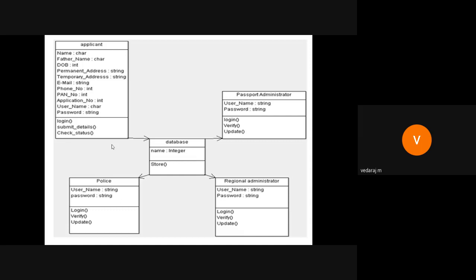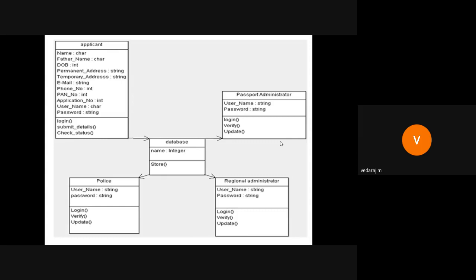All the class notation, finally you connect all the class notation to a central database. That's all. This is also a correct diagram only, but you should add minimum 4 or 5 attributes, minimum 3 or 4 methods. Okay, it is enough if you use these notations properly.